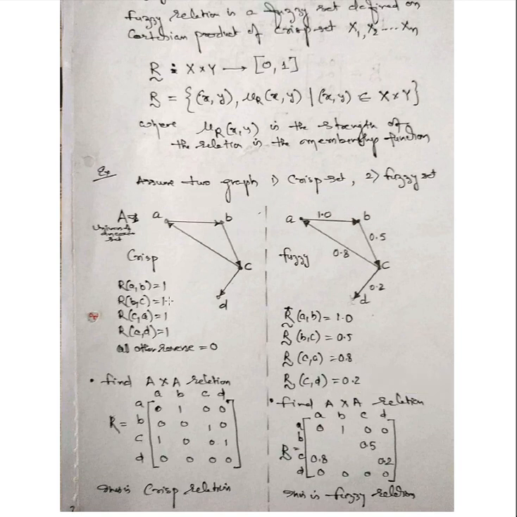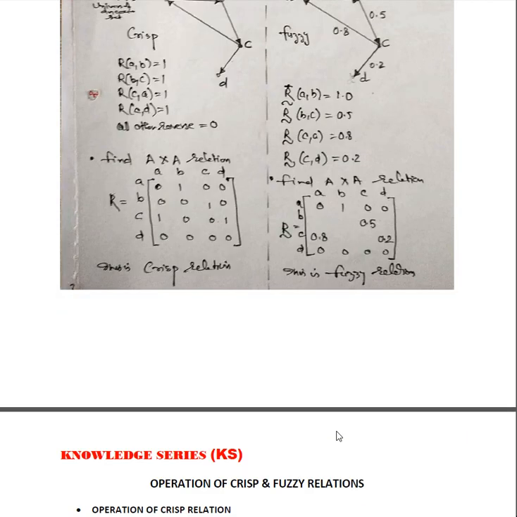If you represent this in terms of a matrix, we write A, B, C, D here and A, B, C, D here. Wherever the relation arrow is, say A to B, A to B is 1, B to C is 1, C to D is 1, C to A is 1, but A to C is 0. Only those relations which have an arrow are filled in, and the rest are 0. So this is a crisp relation, and this is a fuzzy relation. That is what we see in this particular point.